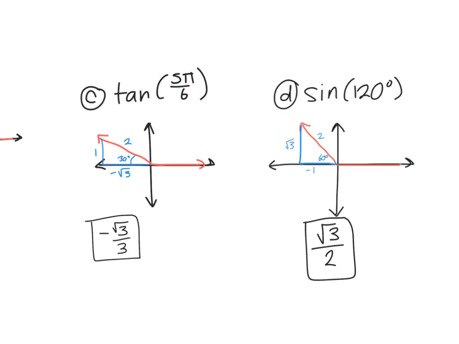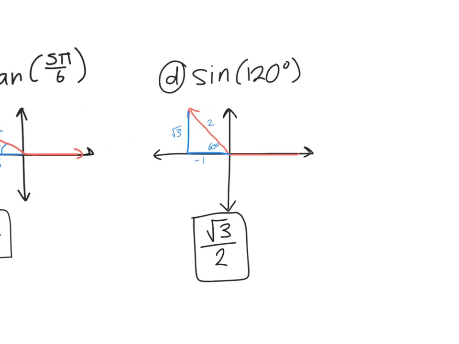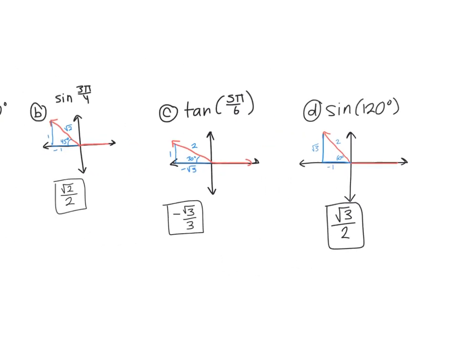5 pi over 6 is also in quadrant 2, so we know that our answer will be negative because we're working with tangent. Our reference angle is pi over 6, so if you know that by memory, tangent of pi over 6 is root 3 over 3, all you have to do is put a negative out front. Or you can draw a special right triangle and mark it up and do opposite over adjacent. And last, 120 degrees has a reference angle of 60. It's in quadrant 2, so it's going to be a positive answer. So here, we should know that the sine of 60 is root 3 over 2, or you can draw a triangle to help you determine that measurement.